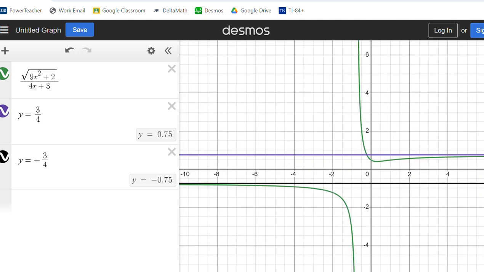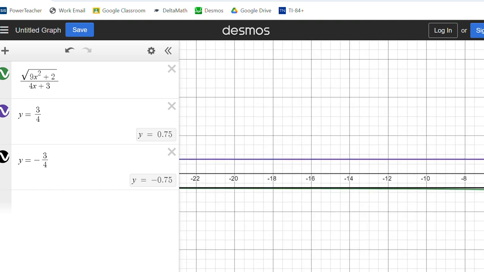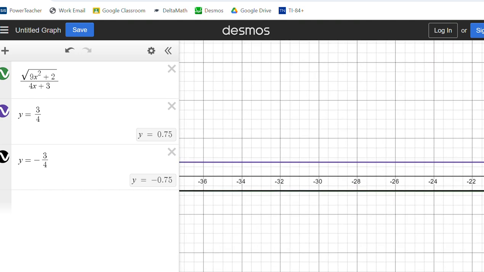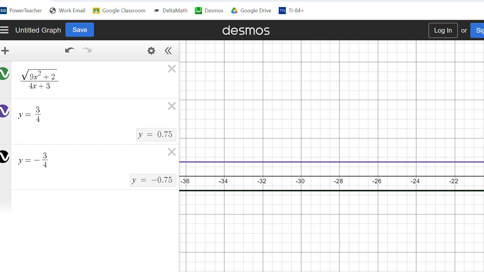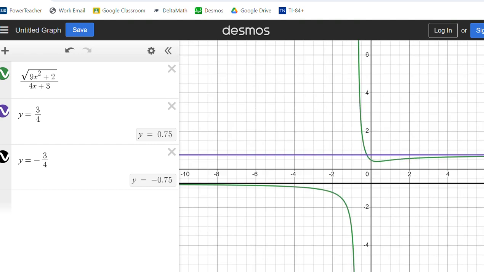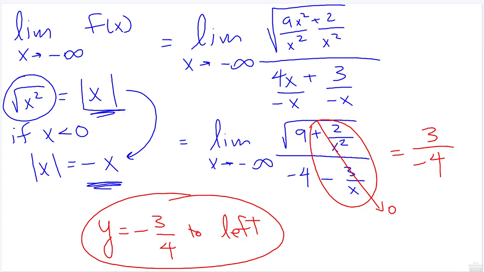But if I look over here on the left-hand side, as I go towards negative infinity, the function and negative 3/4 are approaching each other. So we can see that we do have different horizontal asymptotes in the opposite directions. Kind of cool. Now, I did say we could look at this in a slightly different way, and we'll just briefly touch on this.